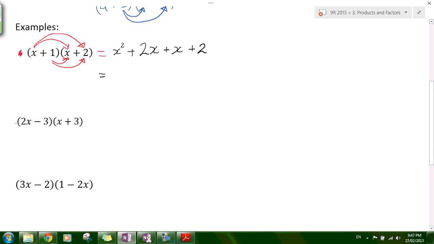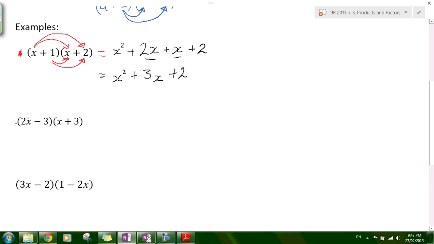Now we can simplify this. We can say x squared plus 2x plus x plus 2. Well, the 2x and the x are like terms, and so we have x squared plus 2x plus x is 3x, plus 2. And so that's our binomial product. We've expanded these brackets correctly, and so we get x squared plus 3x plus 2.